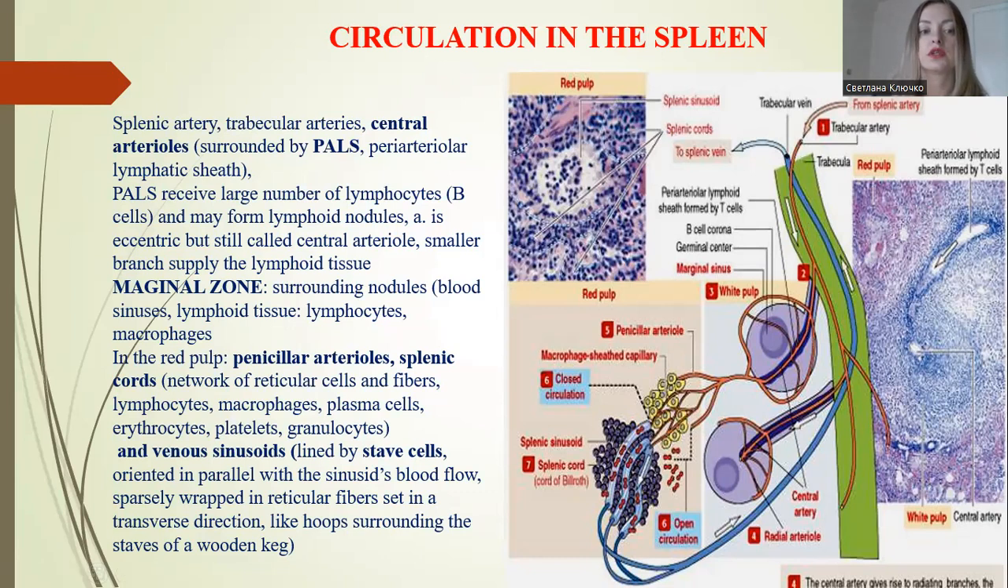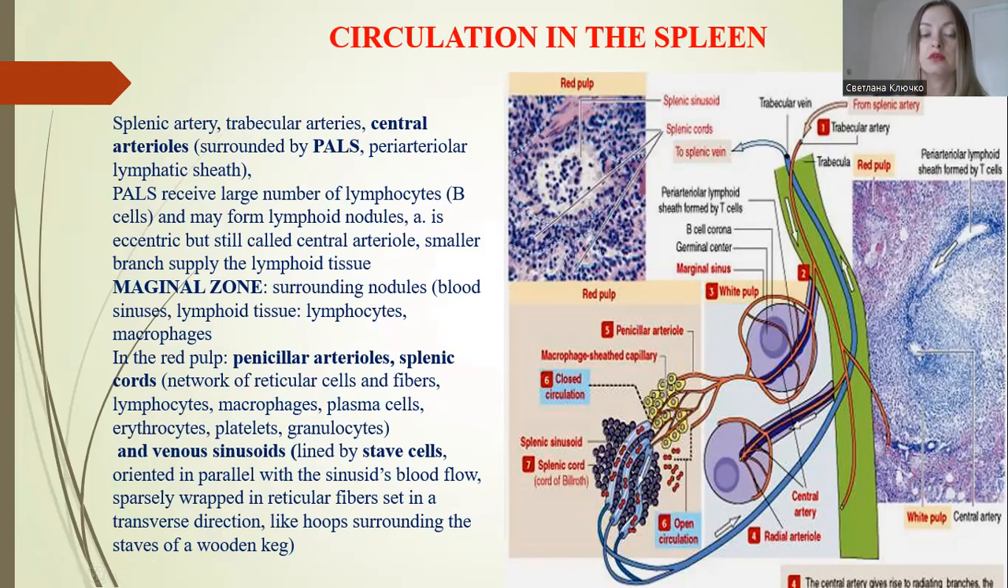Periarterial lymphoid sheath receives a large number of lymphocytes, B cells, and may form lymphoid nodules. The arteriole is eccentric but still called the central arteriole. A smaller branch supplies the lymphoid nodule. Marginal zone, surrounding nodules: blood sinuses, lymphoid tissue, lymphocytes, and macrophages.